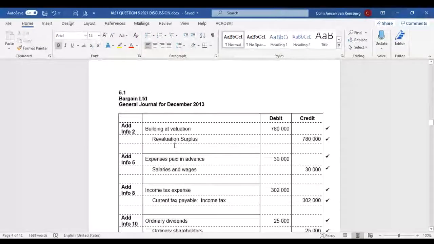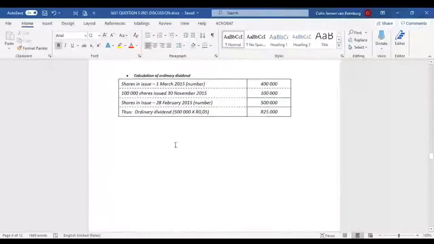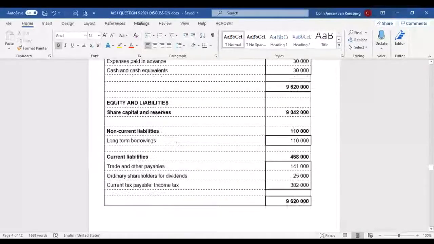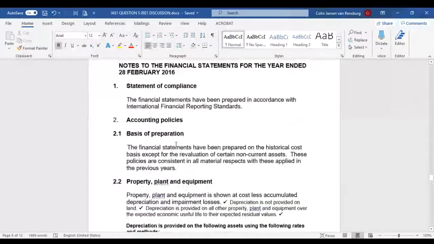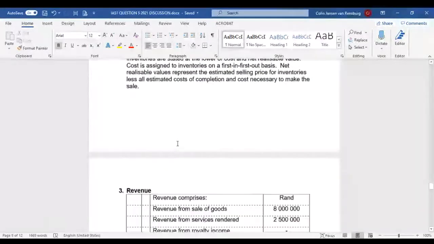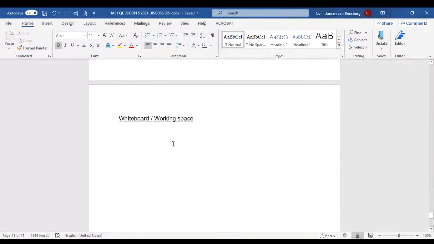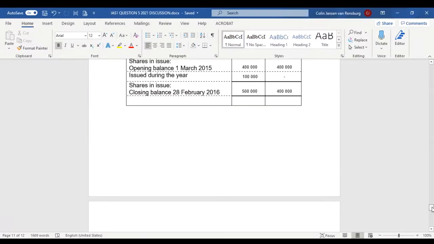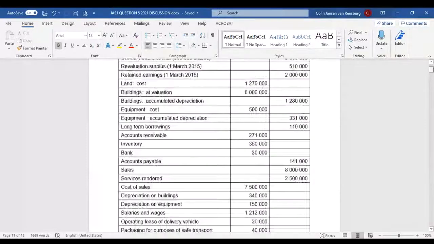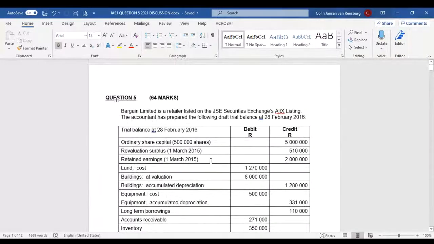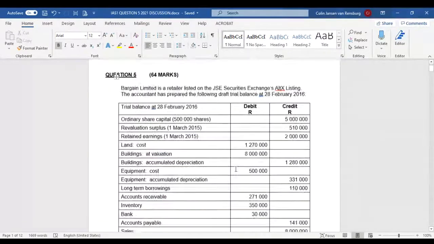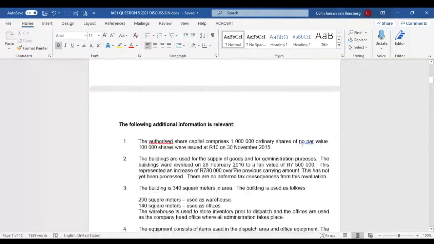Many pages. Some of those are just for our own purposes, for our own working. So not all of that is required in the question, but most of it is required. And then right at the bottom, I've just created a little working area for us, or a whiteboard or a working space, in case we need to do any calculations or any further explanations or have any further discussions that we'd like to put in words. Okay, so let's go and have a look at what is required of us.